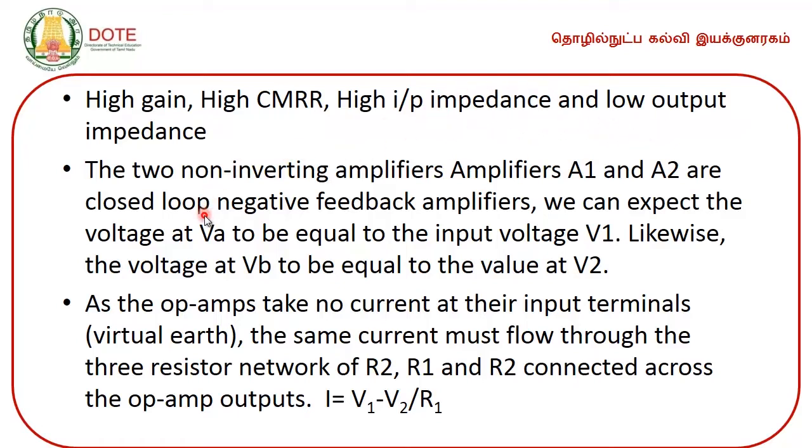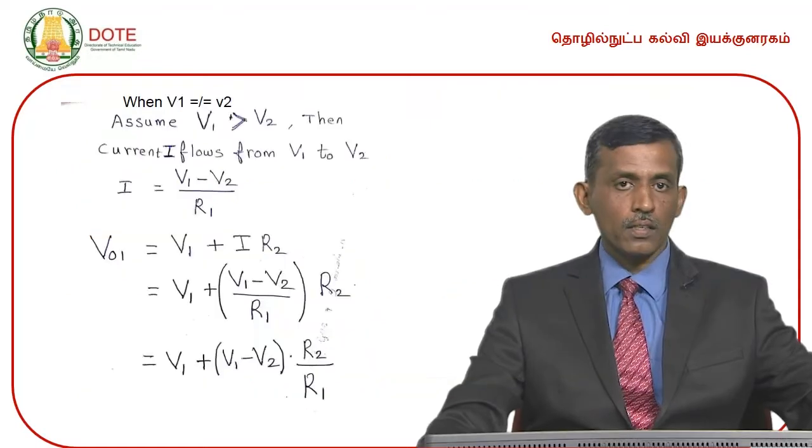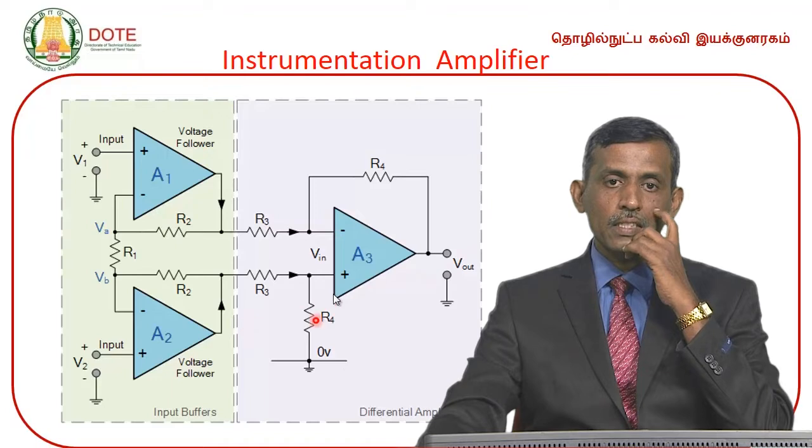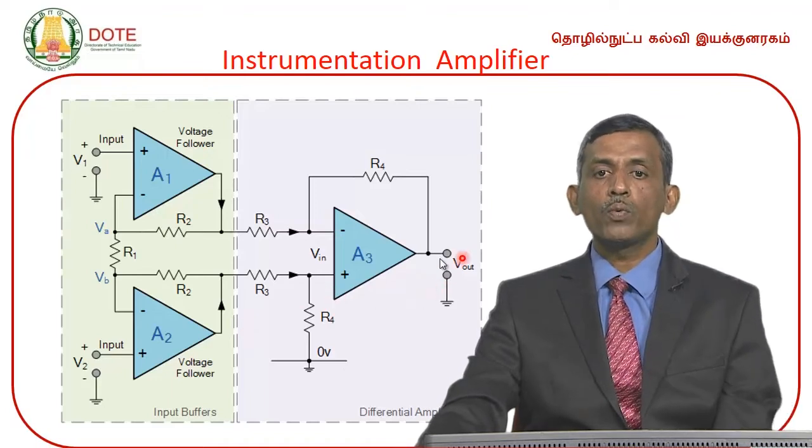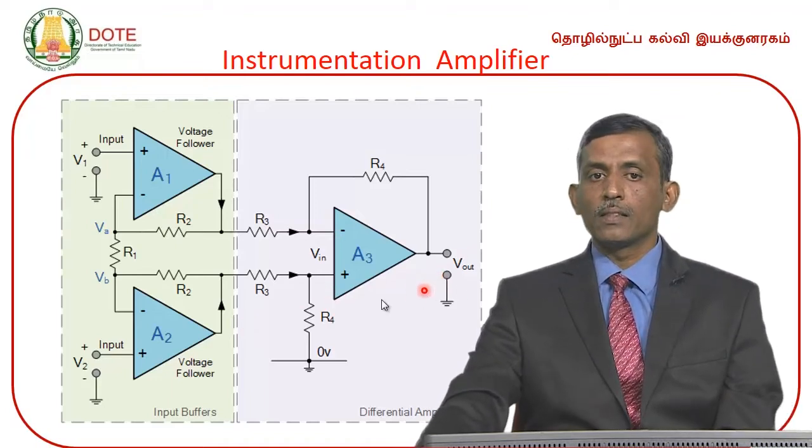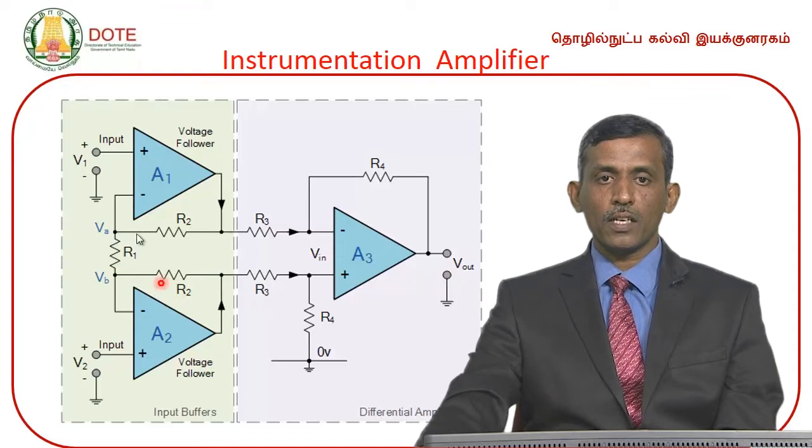Now, in the circuit, two non-inverting amplifiers A1 and A2 are in non-inverting mode and A3 is in differential mode, that we have already learnt. Now, as the op amps take no current at their input terminals, the same current must flow through the 3 resistor network R2, R1 and R2. Now, let us see the circuit analysis. First, let us analyze the circuit to find the output voltage expression from these buffers. Let us start from the buffers.